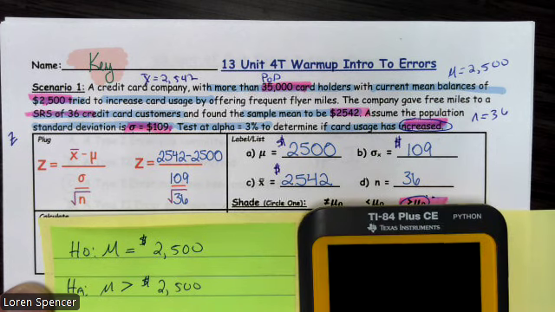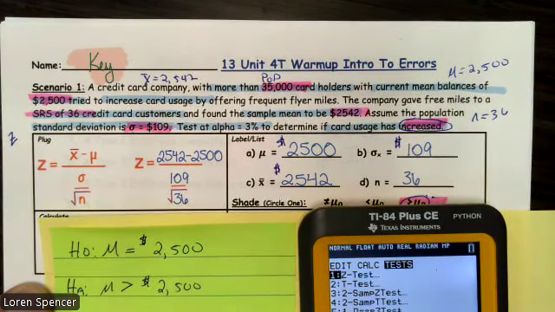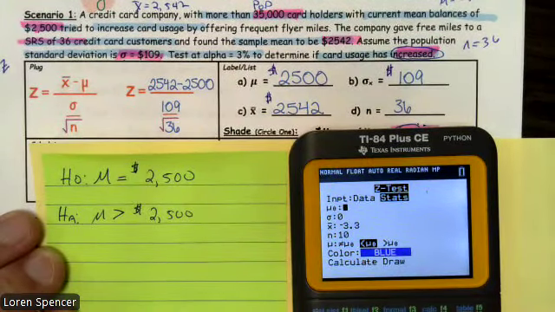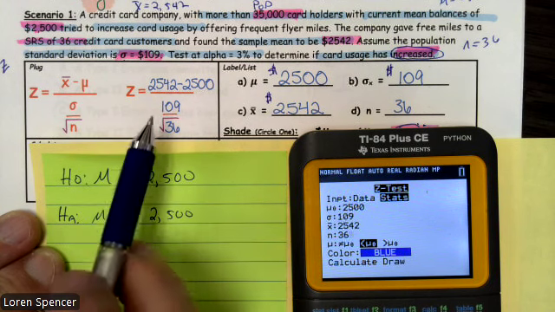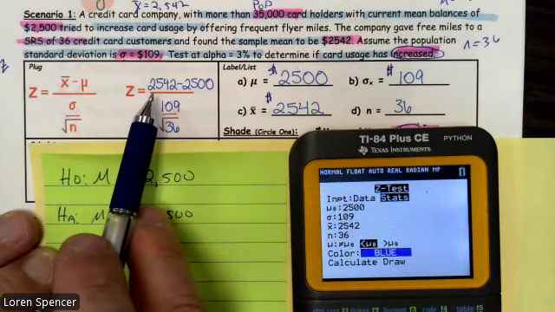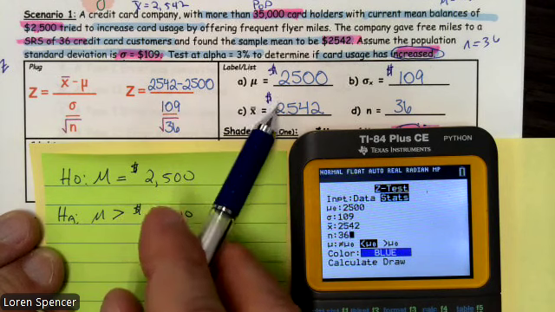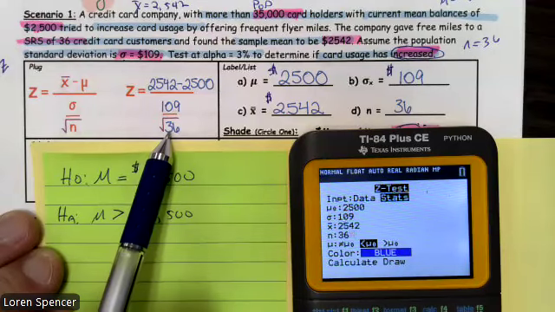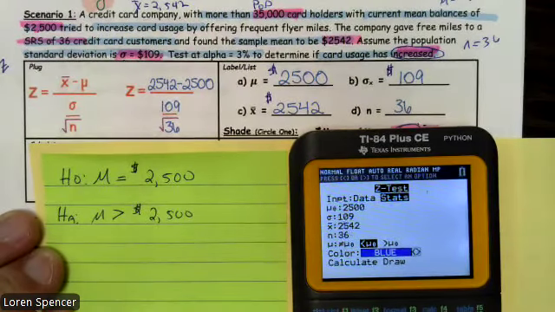Now that we have that, we're going to run our test. Stat test, Z test. We don't have data, we have statistics. We have a mean of 2,500, a population standard deviation of 109, X bar of 2,542, and a sample size of 36. And I guess I should say we should have already plugged into our formula, and there it is. There's our X bar of 2,542, population mean of 2,500, standard deviation 109, divided by the square root of 36. So when we do this, oops, I need to make sure I highlight a greater than.